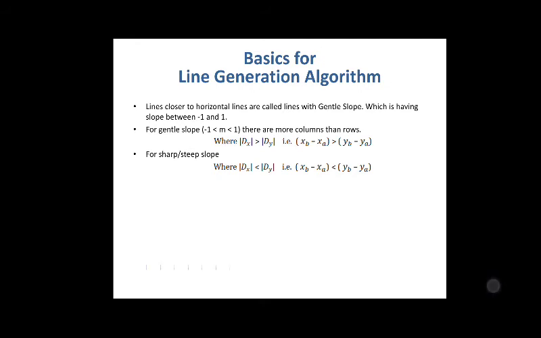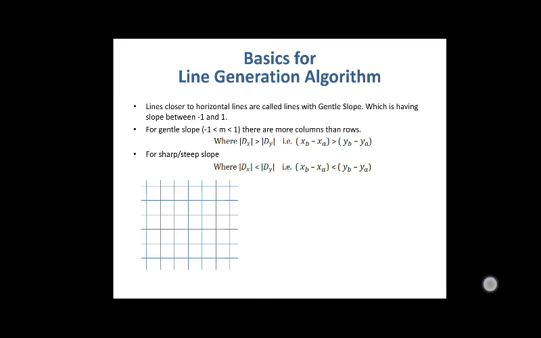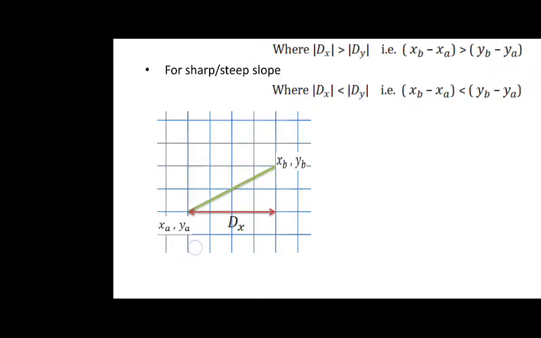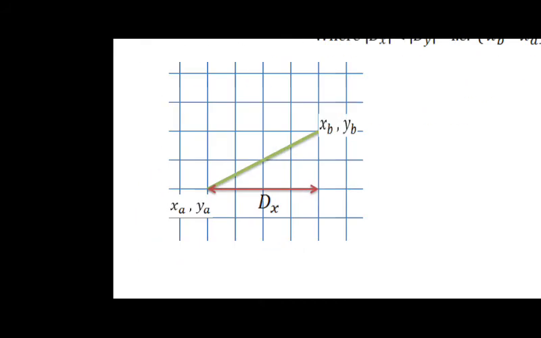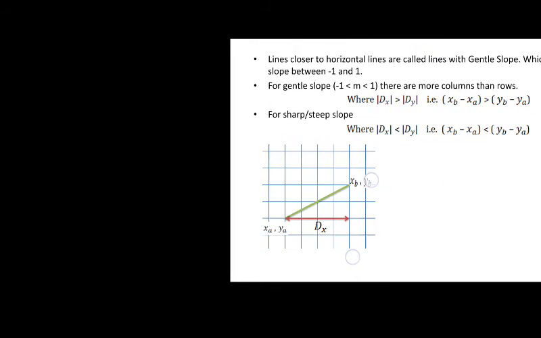So first we will see the gentle slope over here. I am drawing one line. In that line you can see that I have marked one point as xa, ya and another point as xb, yb. Now I will calculate the slope. When I say the line has a gentle slope, I will calculate a distance. This is called the relative distance, dx.